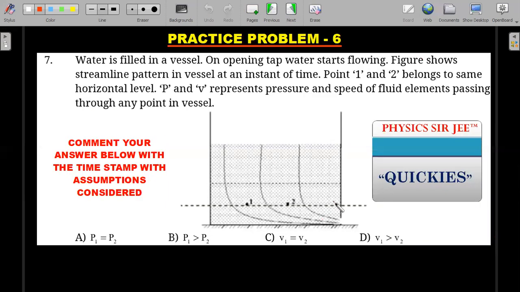Sixth one, another interesting one. You have an orifice here where the liquid starts jumping out, and you draw streamlines for the liquid. On one horizontal line, I have points 1 and 2 on two different streamlines, remember, at the same horizontal level but on two different streamlines. Understanding the concept I have taught so far in the video, try to comment which of these options are the most appropriate. While commenting, I want one extra thing: what assumptions did you consider while picking the options? This would be very interesting, maybe slightly controversial, but we'll dissect this in the PHYSICSSIRJEE quickies as soon as possible in the coming week.